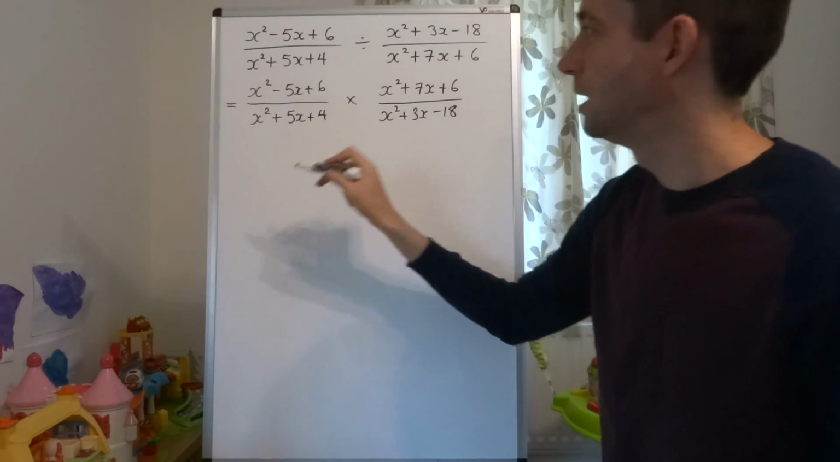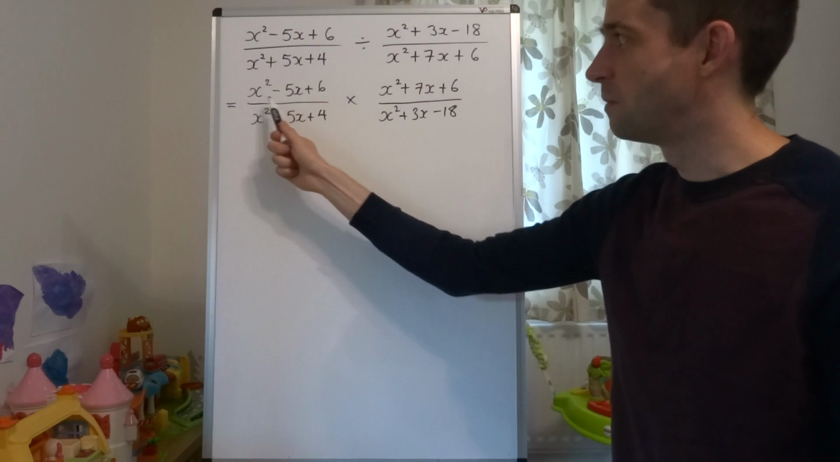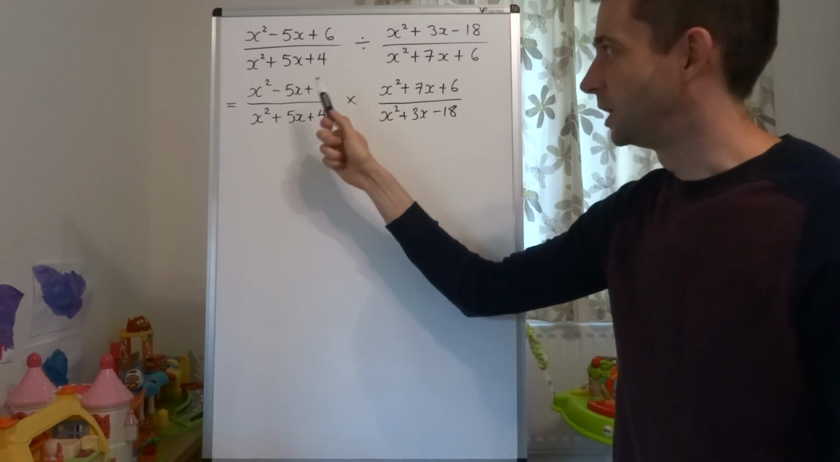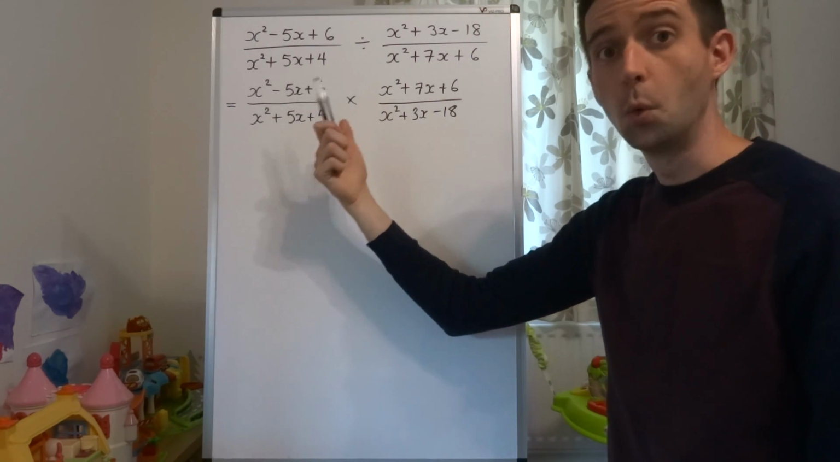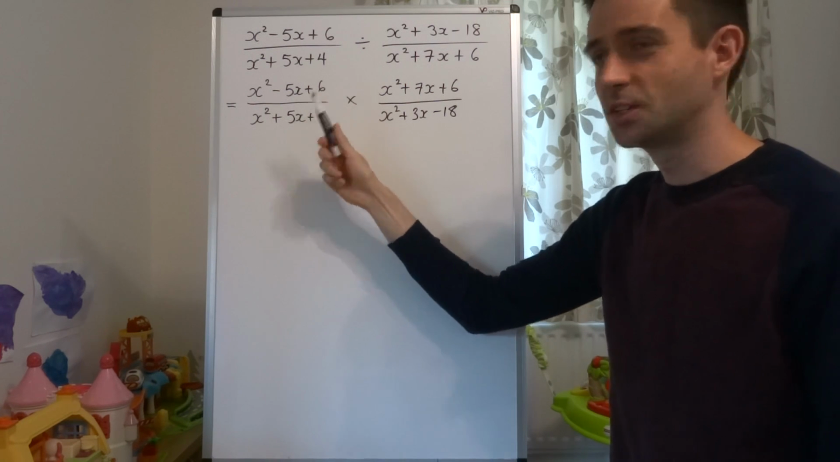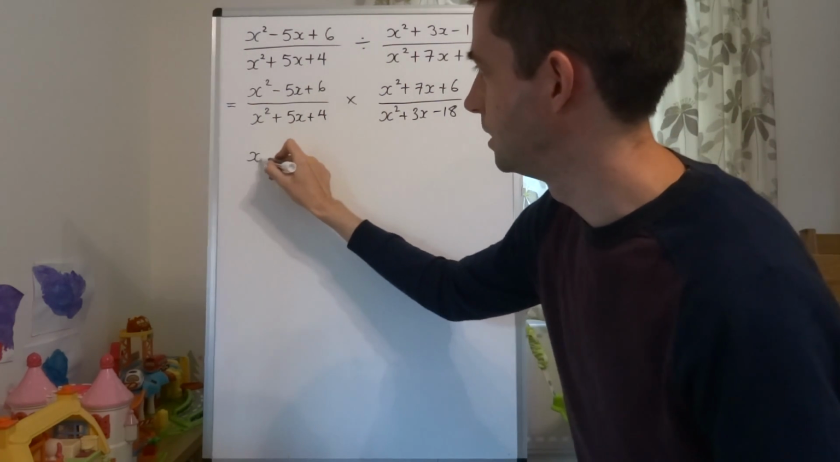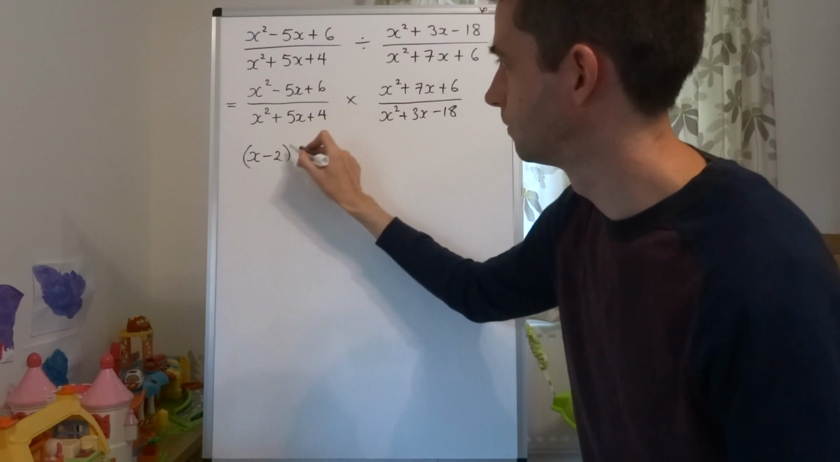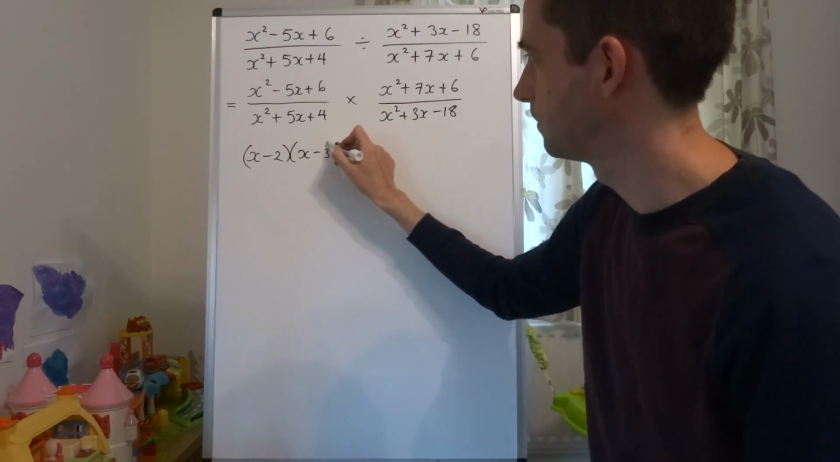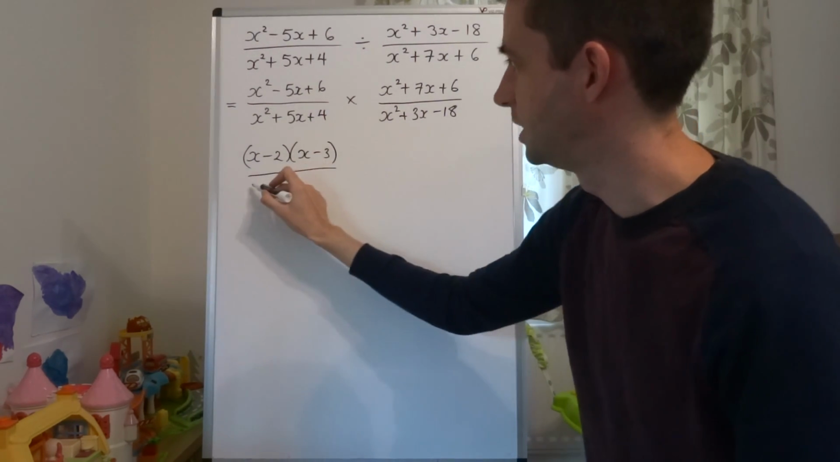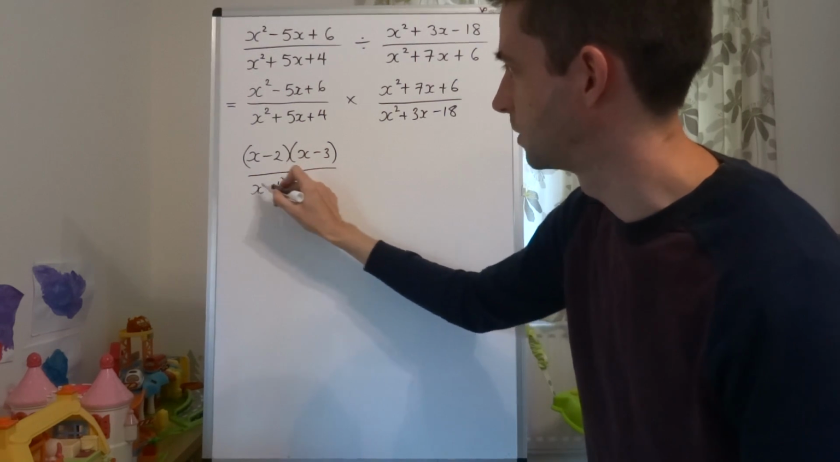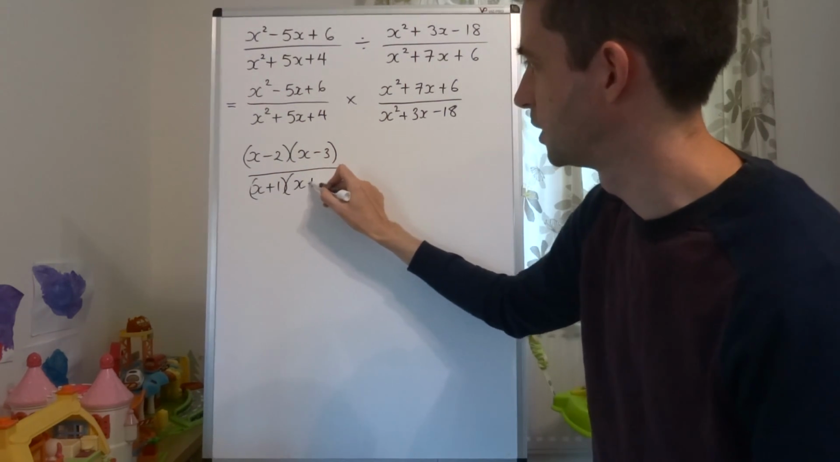Now, take care with this. A lot of people will factorise this incorrectly because they'll see the 6 and the 5, they'll go, oh, 6 and 1. But it isn't 6 and 1, it's 2 and 3. It's x minus 2, x minus 3. That is all over this one, which factorises to x plus 1, x plus 4.